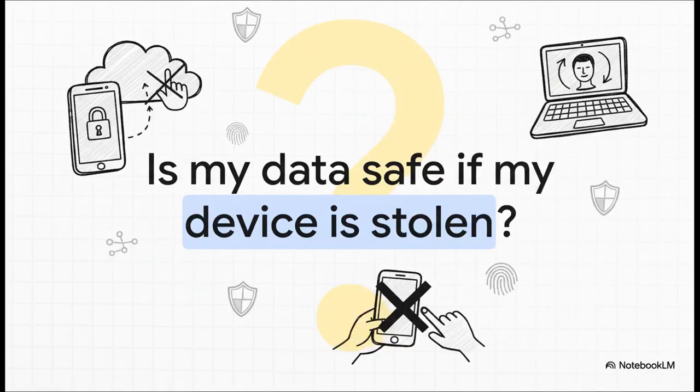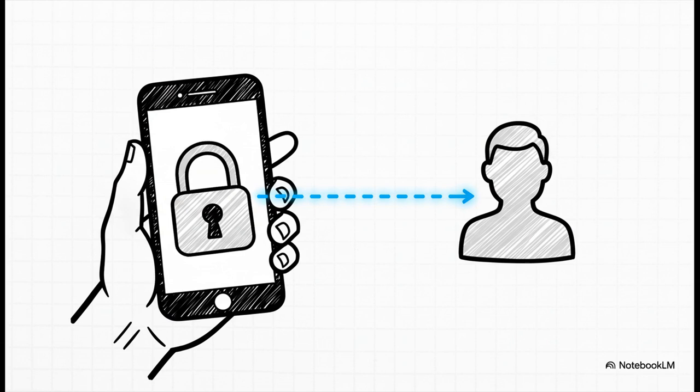This is another really critical security question. If your phone or your laptop gets into the wrong hands, is your Zocialized account toast? And the answer is a really reassuring no. Your data is safe. Because the key isn't just a file on the device. The key is you. Without you physically there to authenticate, a stolen device is basically just a locked box.